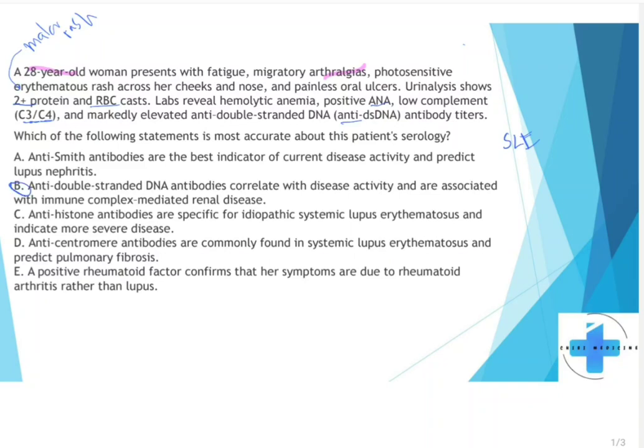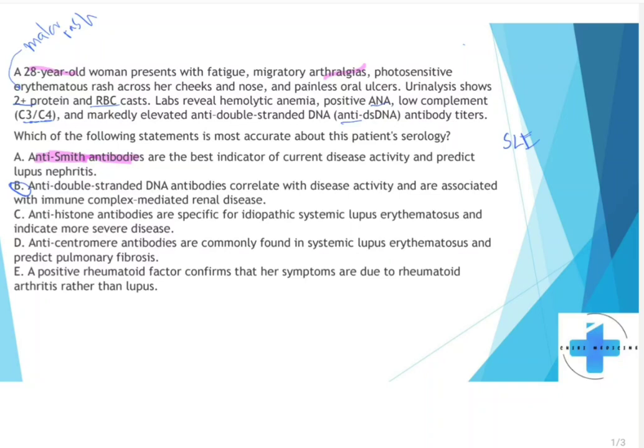Right, so you have your anti-double-stranded DNA antibodies that correlate to activity and are associated with immune complex mediated renal disease. Right, so anti-double-stranded. So let's look at the other options. Anti-Smith antibodies, best indicator. So anti-Smith, this for option A, right? Anti-Smith is going to be what you're going to see in SLE, right? But it does not correlate directly with the severity of disease or like an acute phase of the disease. That's the anti-double-stranded DNA.